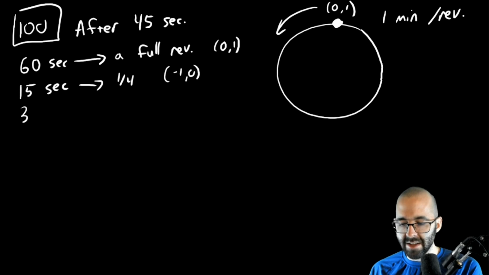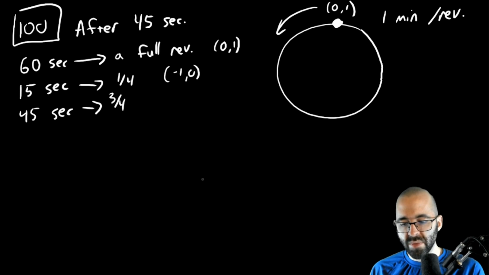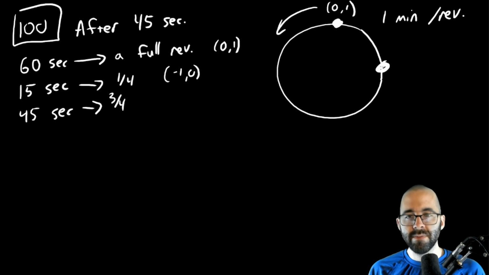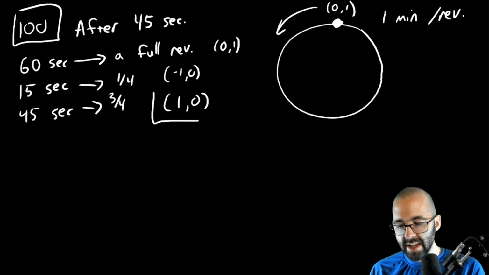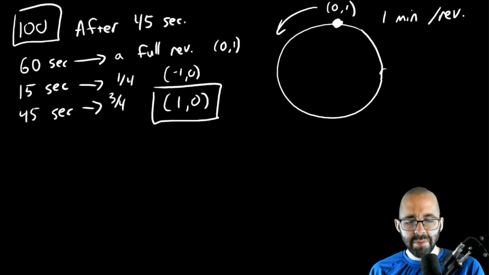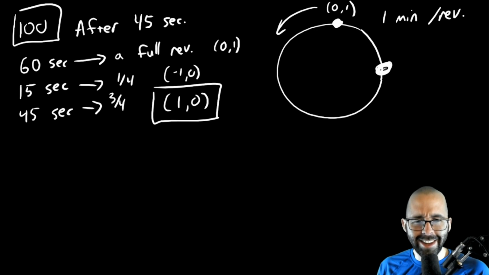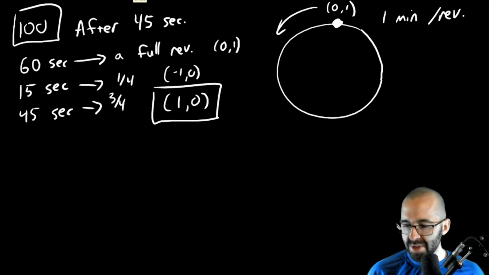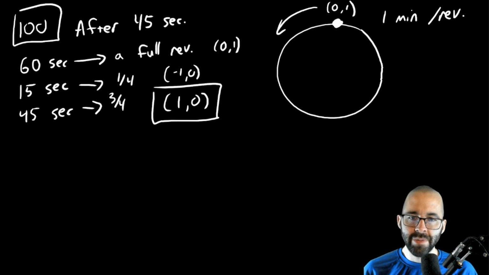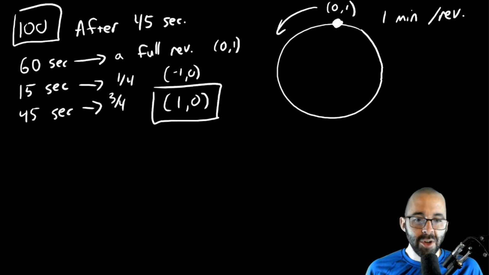We can just jump to the answer, I think. 45 seconds is going to be 3/4 the way around, or this point right here of 1, 0. And that's our answer. So you know how I wrote this point at the very beginning of this example? Maybe I was just jumping to the answer subconsciously. And that's how you do these problems. You got 1 or 2 of these, I think I assigned you. All right, good luck, and let me know if you have questions.